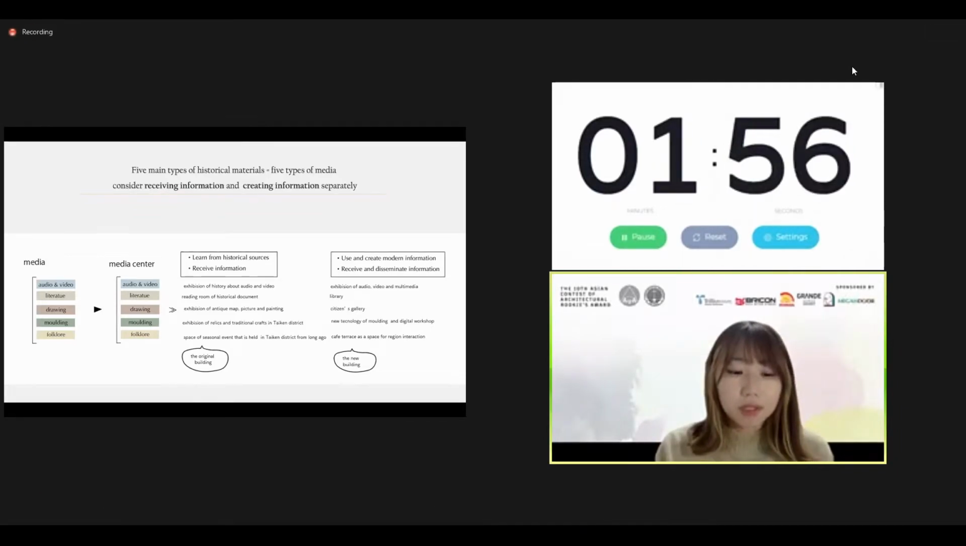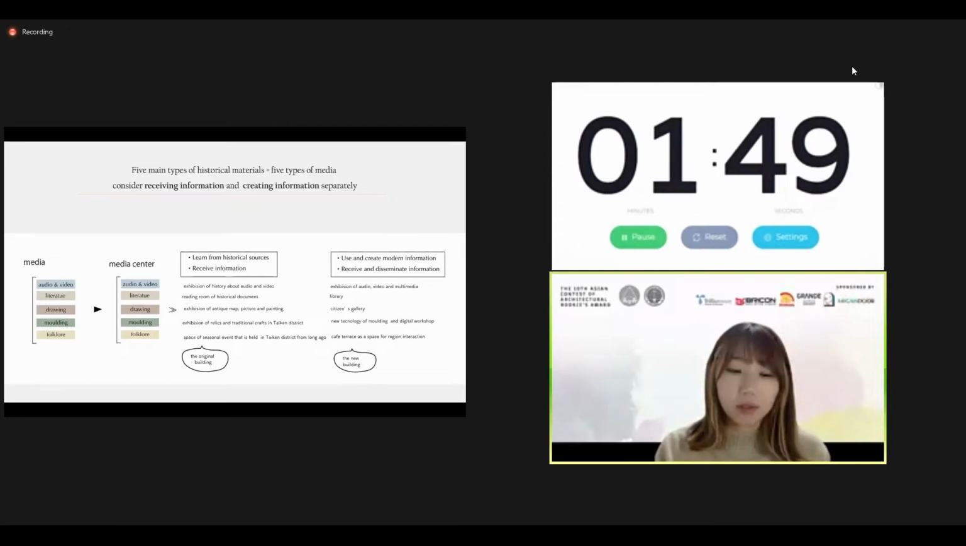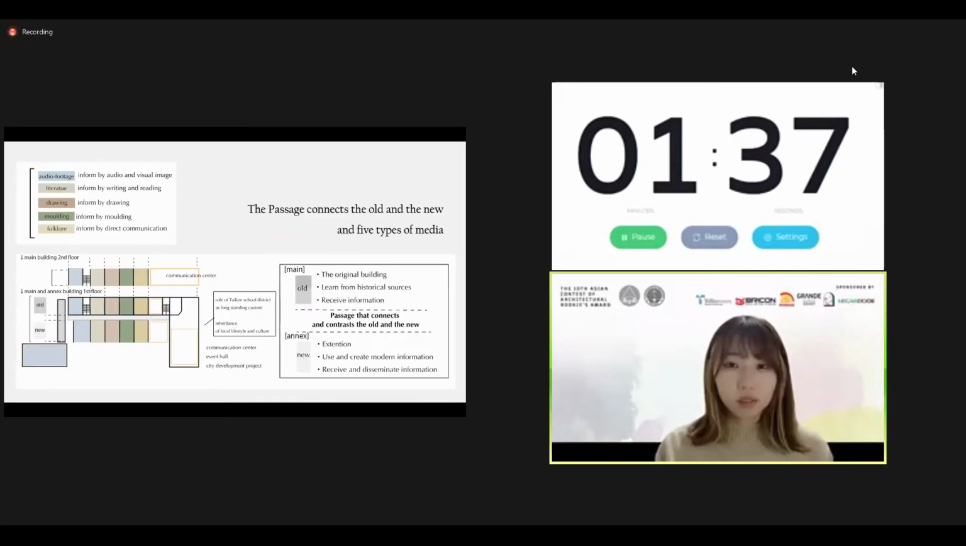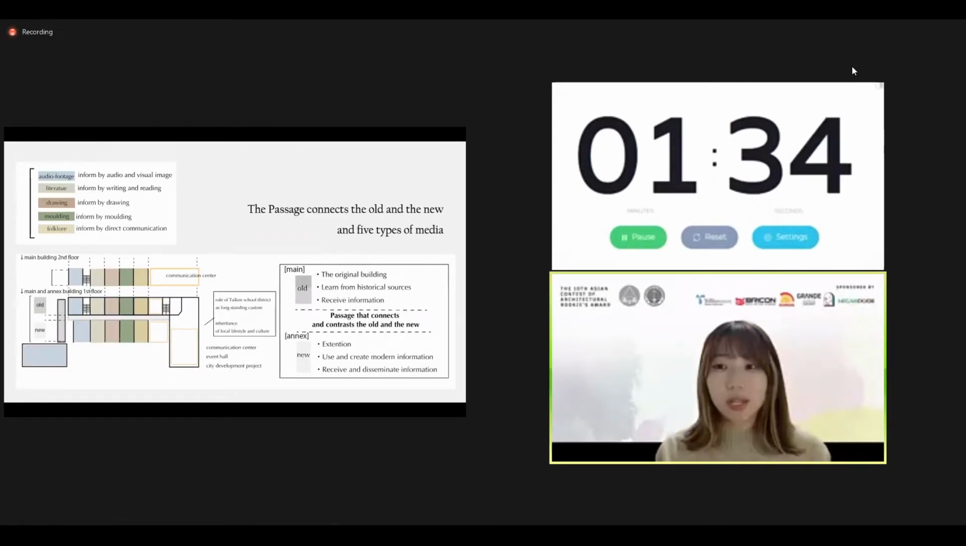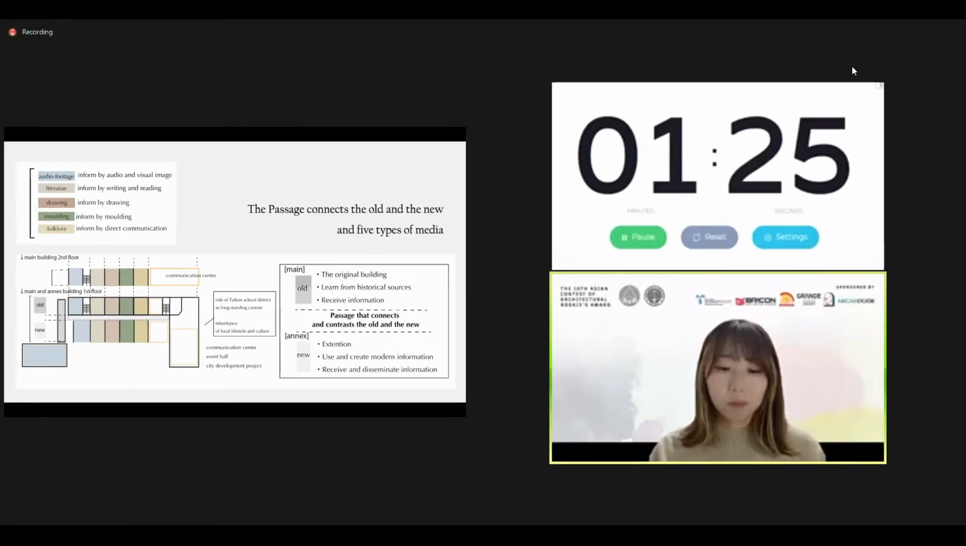This time, I considered receiving information and creating information separately. In the original building, we can learn from historical sources. In the new building, we can use and create present information. The passage connects the old and the new, and the 5 types of media. People will surely walk around more fields and find new interests.